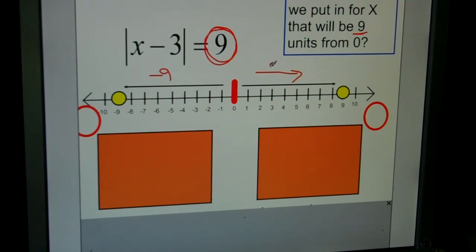So with absolute value, you're going to have two equations because this 9 is simply telling me the distance, but I know I can go left and I can go right.